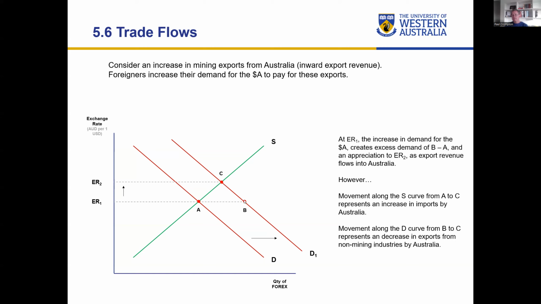So A to B is foreigners demanding more Australian dollars to pay for these mining exports. But then the exchange rate goes up, then we move from B back to C. So how do you intuitively explain the move from B back to C? And this happens every time we have a mining boom in Australia, and we have these regularly. It seems like every 5 to 6 to 7 to 8 years, we go through another mining boom where prices are rising.